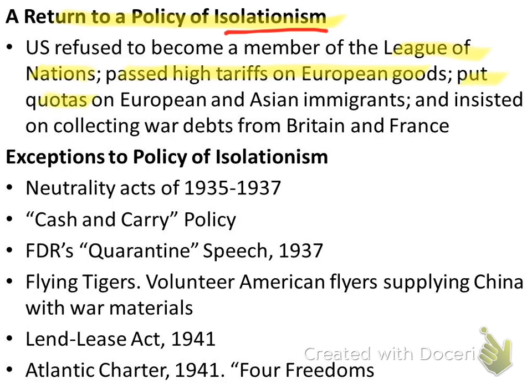We placed quotas on European and Asian immigrants. Why? Because we did not want them bringing their problems to our shores. Finally, we insisted on collecting war debts from both France and Britain, money they owed us, money we had loaned them at the start of World War I. This, of course, created all kinds of economic woes for those nations because, again, they owed us money and they had trouble paying it off. Basically, we're telling them, hey, we want you to pay us off and we want you to leave us alone.